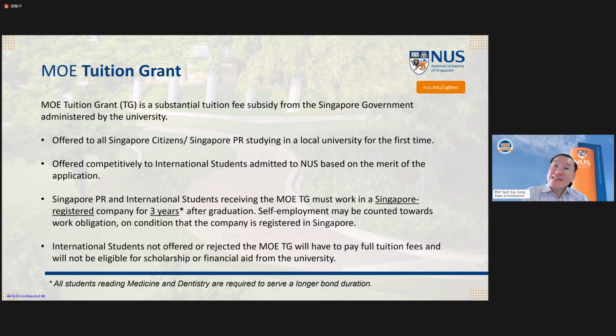Now, there is another aspect: a lot of our international students are supported by what we call the MOE, which stands for Ministry of Education of Singapore, tuition grant. What is the MOE tuition grant? This is a substantial tuition fee subsidy from the Singapore government, administered by the university. For international students, this is offered competitively based on the merit of the application. For international students who take up the MOE tuition grant, this is like a partial scholarship.